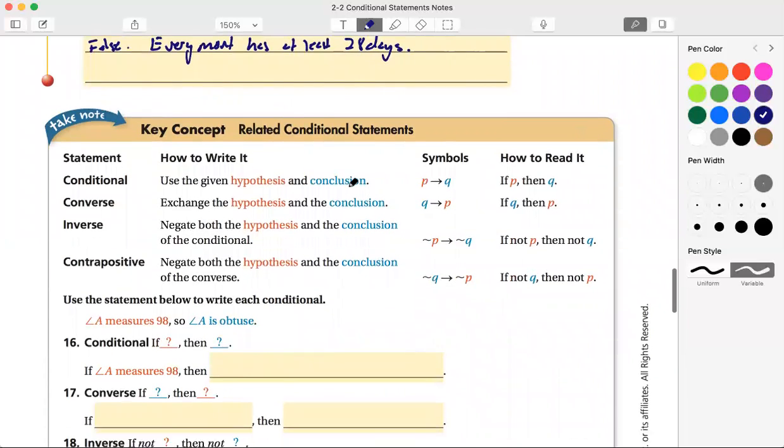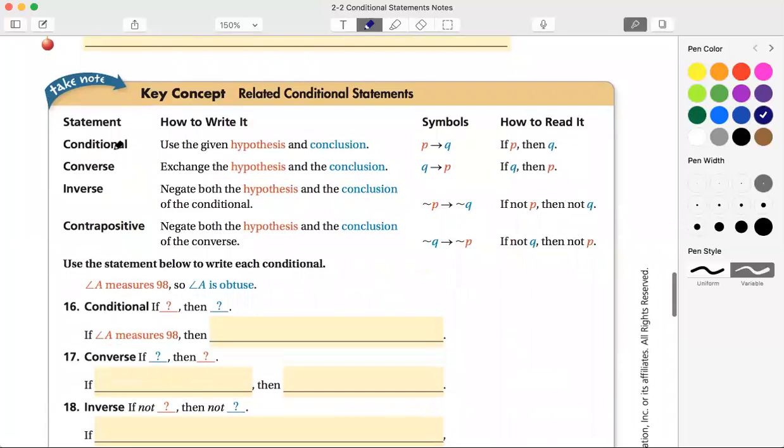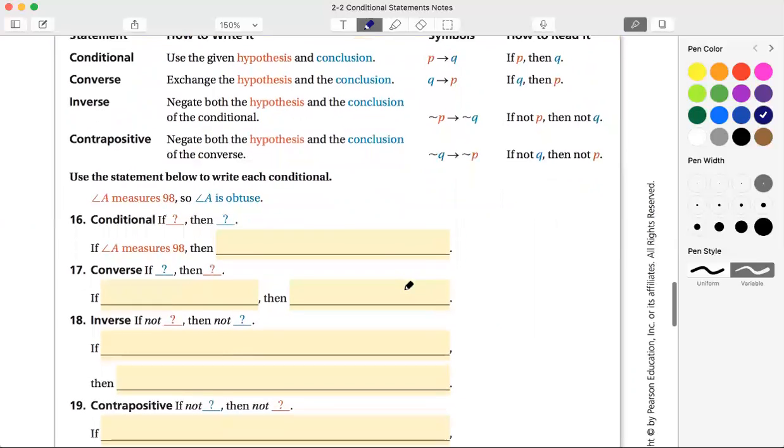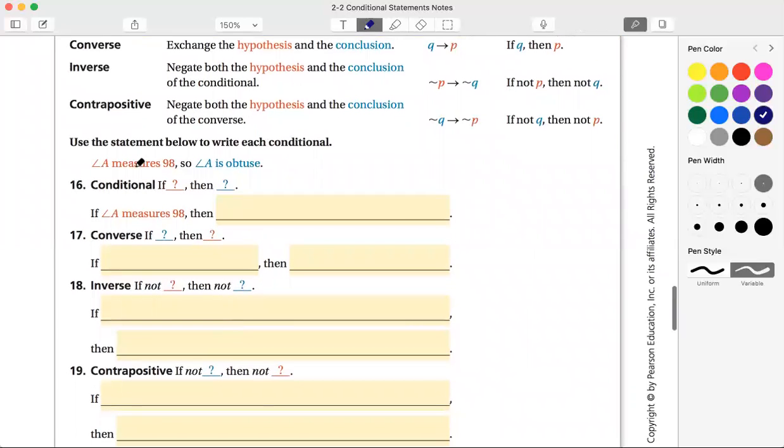All right, how do we write conditional statements? So the conditional statement is P implies Q, if P then Q. The converse is the reversal of those. We interchange the hypothesis and the conclusion: if Q then P. The inverse is where we negate the hypothesis and conclusion. And the contrapositive is where we do both: we negate and interchange. So let's try this out. We're going to use a statement to write each conditional statement.